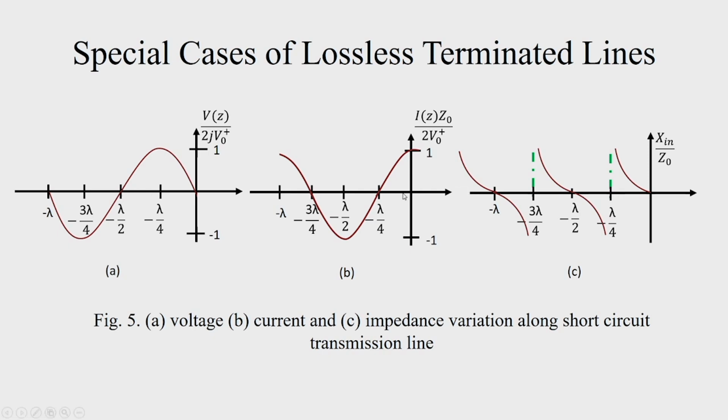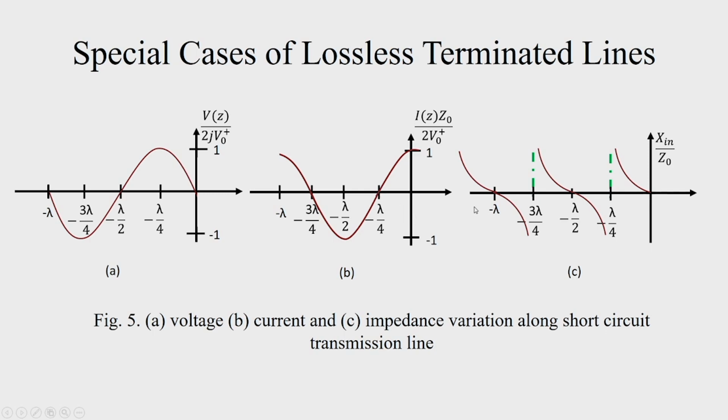Whereas, if you look at the current expression, the current on the line at a distance L from the load varies as cos βL. So, at the short circuit point, that means at the load location, we have the maximum current, and then it decreases to its minimum value at a distance of lambda by 4 from the load. It can be seen that when the voltage is maximum, the current is at its minimum.